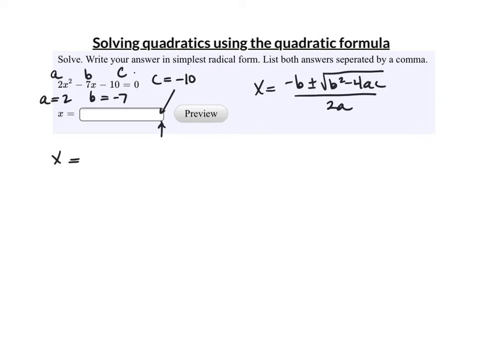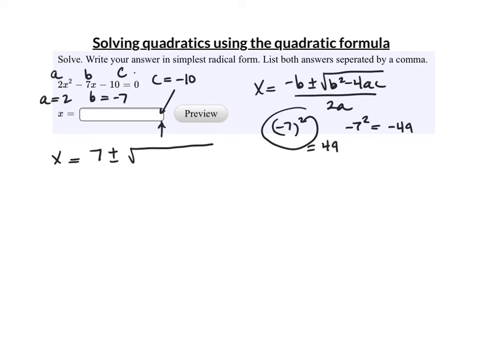Opposite of b is 7 plus or minus square root of b squared. It's negative 7 squared. Now keep in mind, it's negative 7 squared like that, not negative 7 squared like that. This one's negative 49. This is the correct one. That's positive 49. So it's negative 7 squared, which is positive 49, minus 4ac. That's 2 times negative 7, all over 2a. And a was 2.